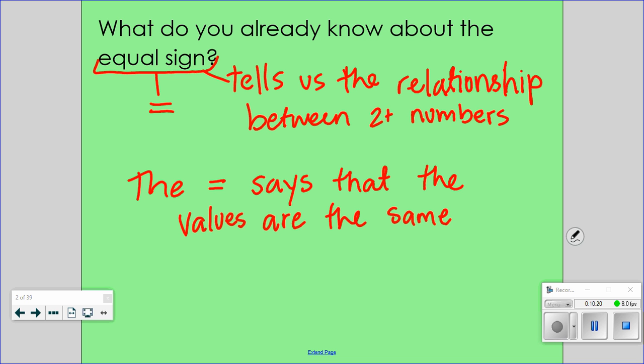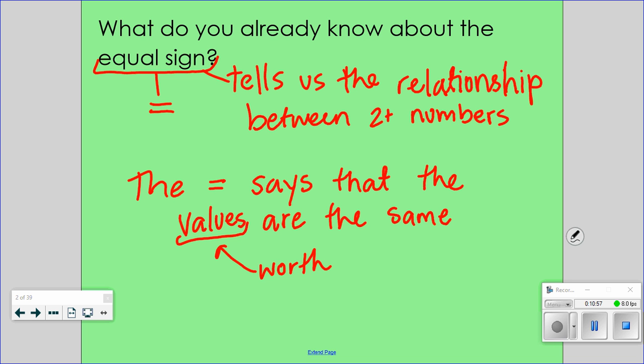I use the word value for a very important reason. A lot of times when we say that two things are the same, we expect them to be exactly the same. Look the same, taste the same, smell the same. But that's not true with an equal sign. But what is the same is what those numbers are worth. So that word value is talking about worth.